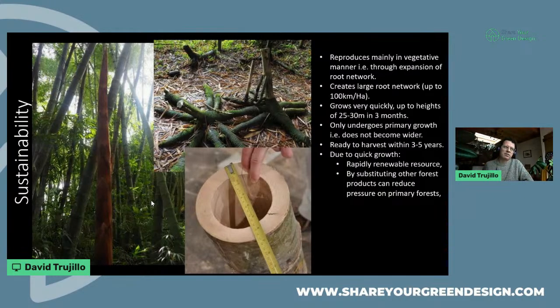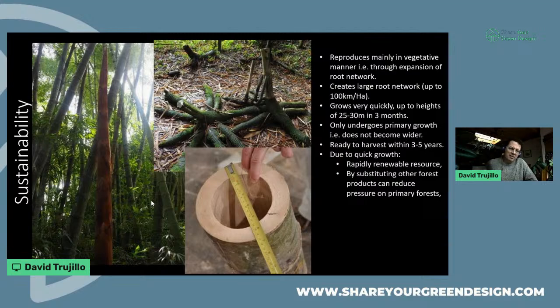Interest in construction has been mainly focused on the huge ones, shall we say. So here I've got a photograph of a culm, that's the name of the stem in bamboo, that was over 16 centimeters in diameter. So that was a really, really big culm.